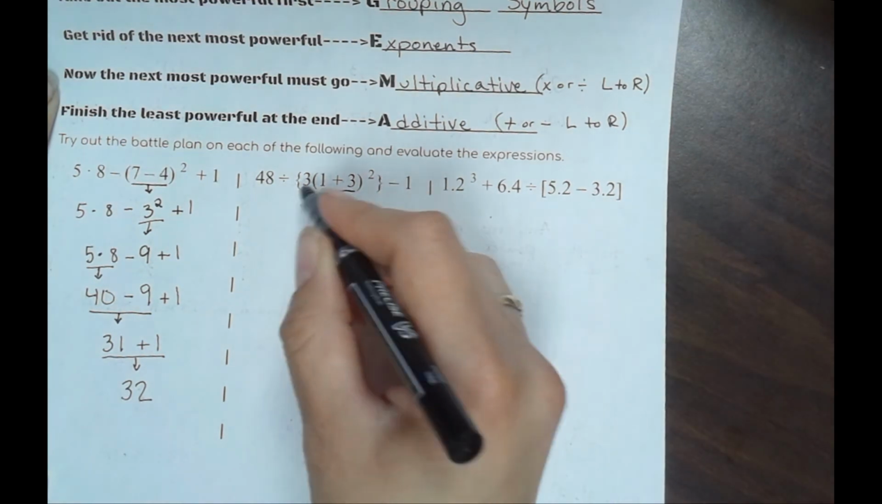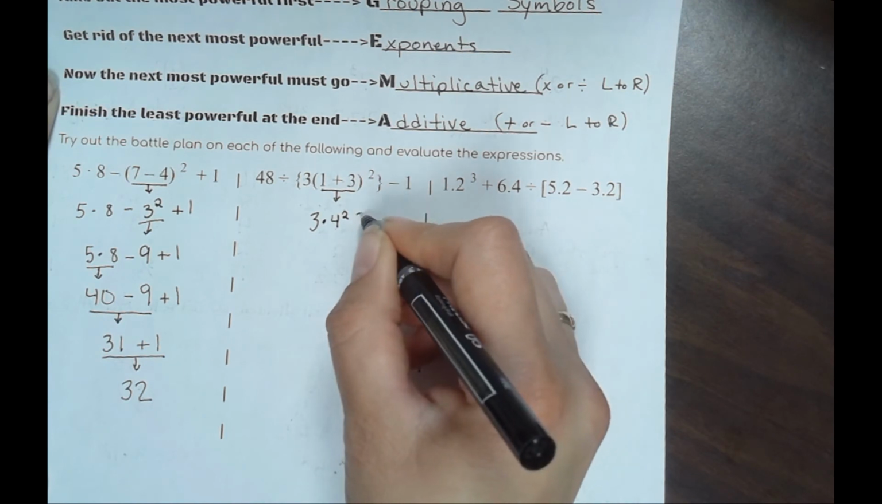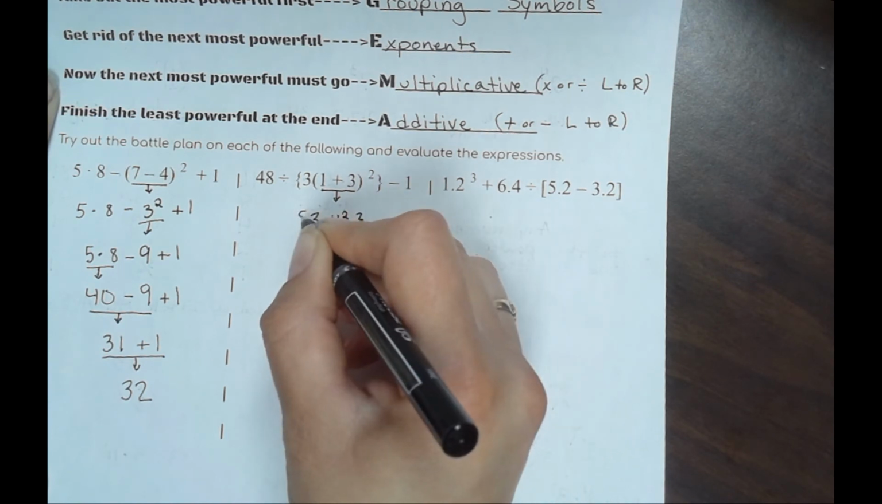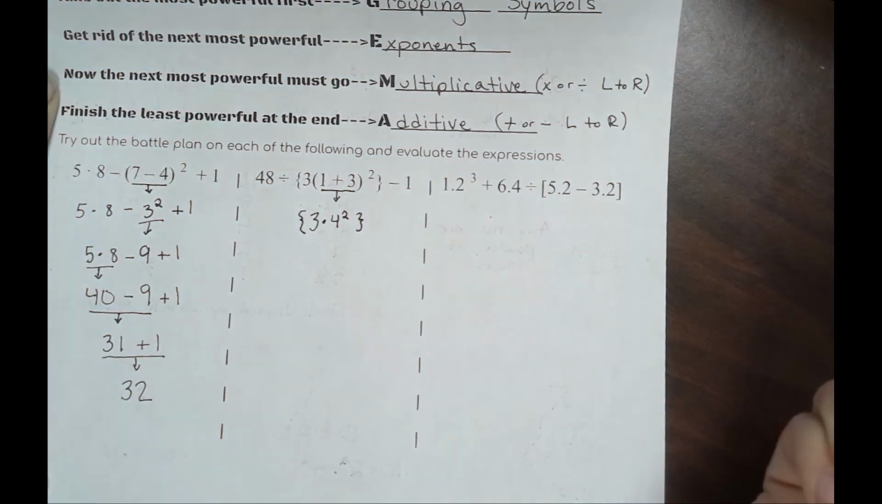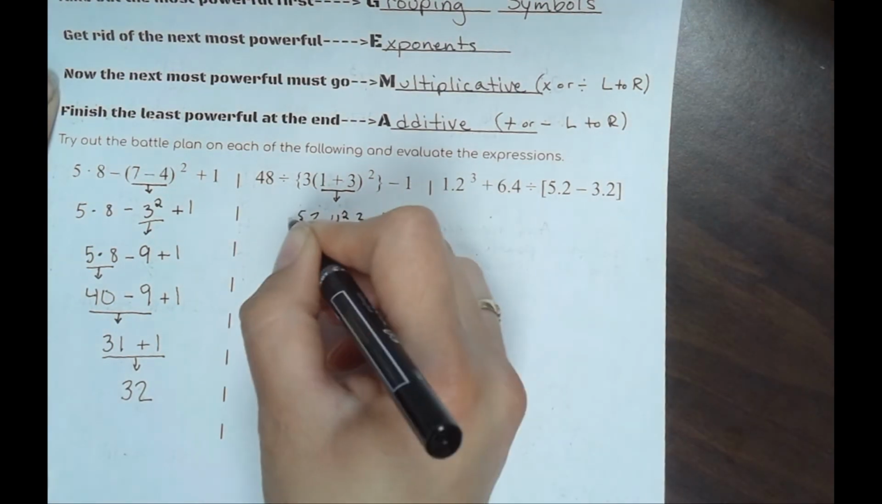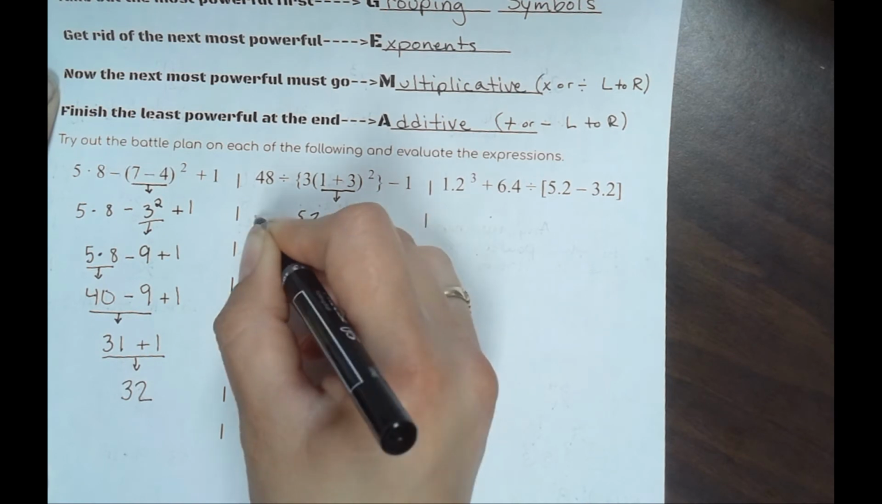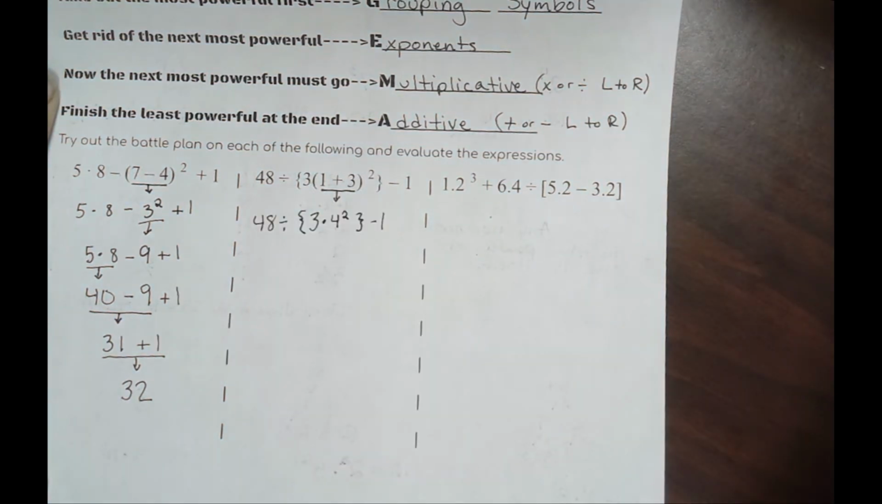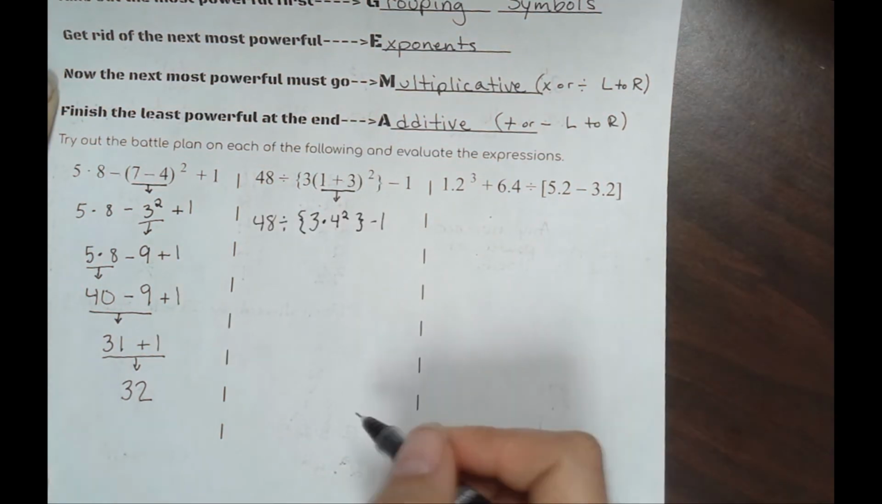Now, we did not take care of these braces because they're not done yet. We're not done with everything inside of those. We just did inside the parentheses. So see how I'm changing one thing and just bringing down everything else? One change at a time. Just one change at a time, and then it doesn't get so confusing.